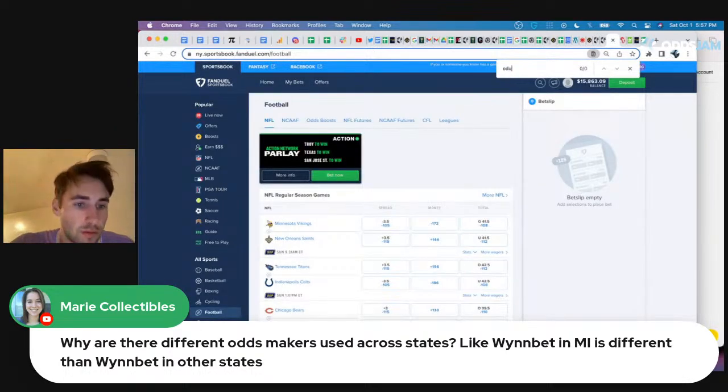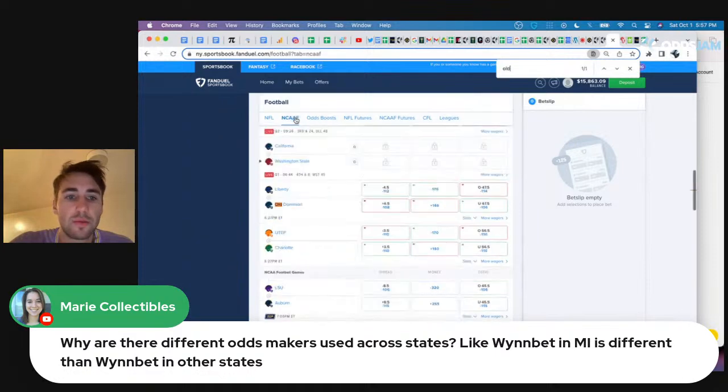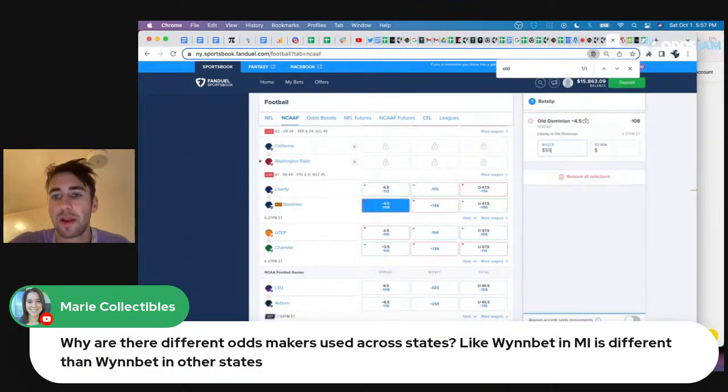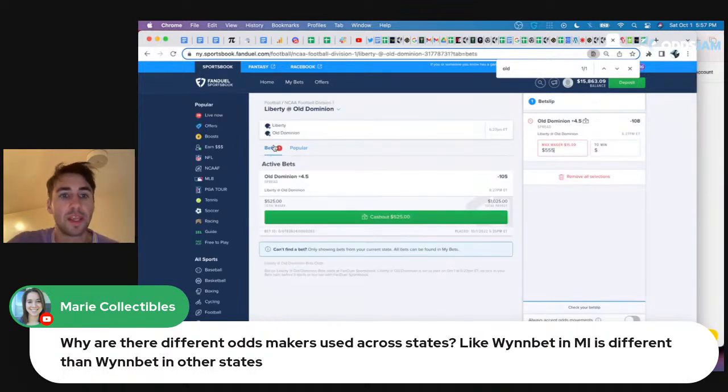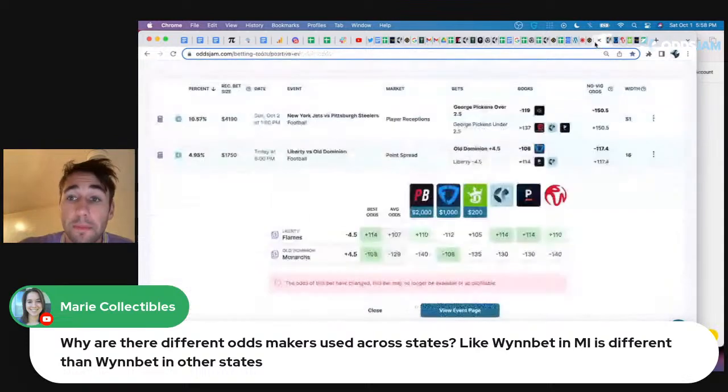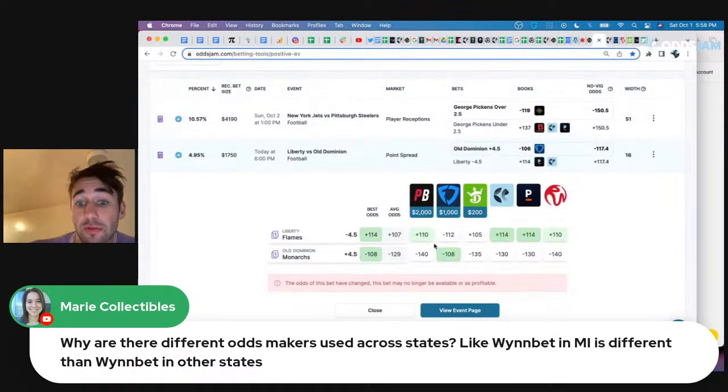So what you can do is go here, and we have Old Dominion, and now it's plus 4.5 at minus 108. They're only going to give me $15, because sportsbooks can cap your wager size. We already bet it at better odds for $525, but that's still a great bet. The odds are still very good, and FanDuel's moving it very slowly. They just went from minus 106 to minus 108.